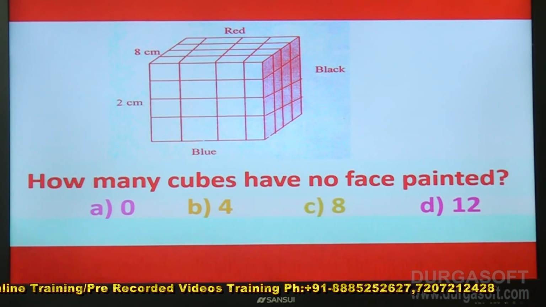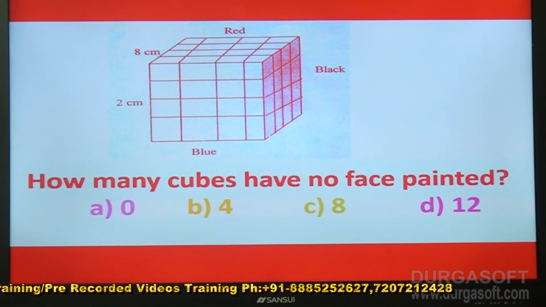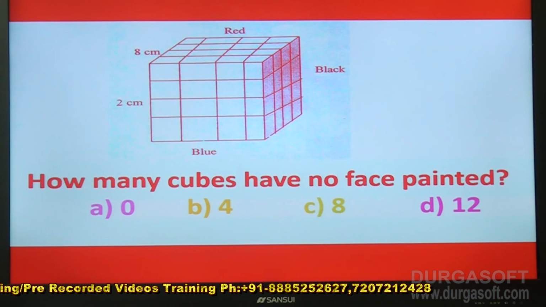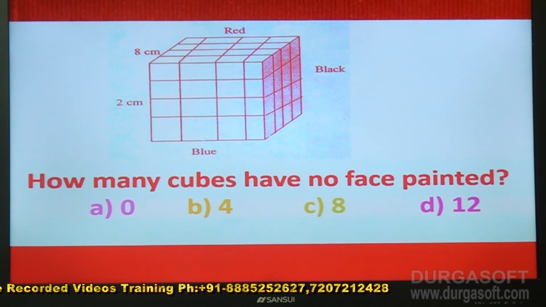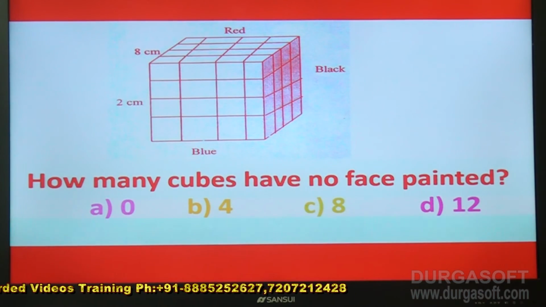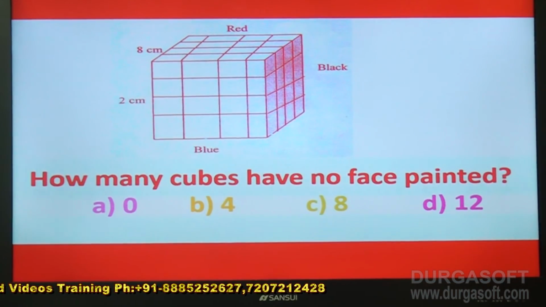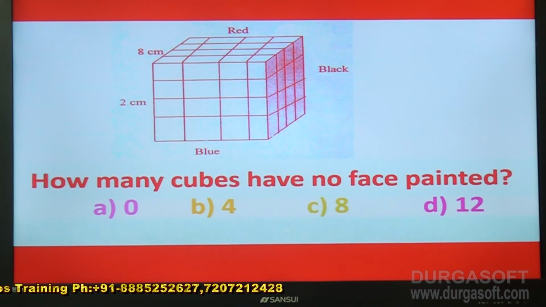Only external faces are painted. That's why definitely some cubes should remain internal, inside of the cube. The question is, how many cubes have no face painted? Means without painting, how many cubes are there? Then how can you work out this question? So think logically, you can get your solution. No maths is involved. If you understand the question, then you can give your answer.